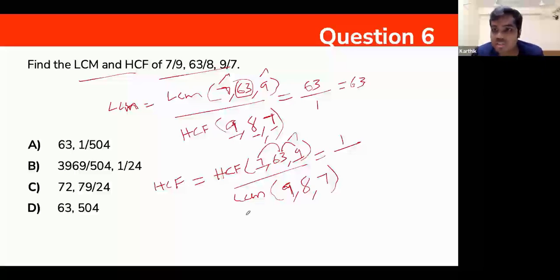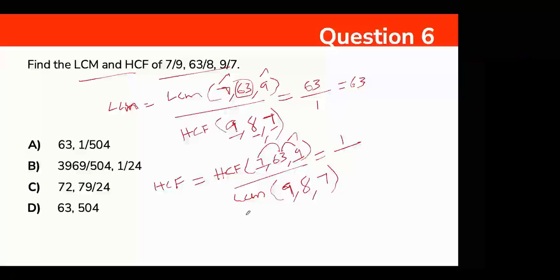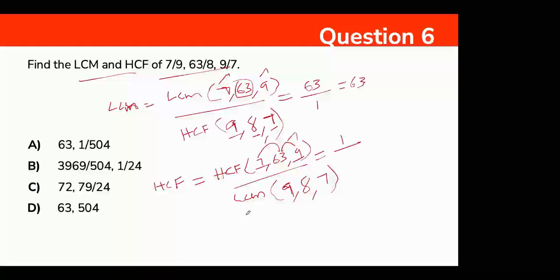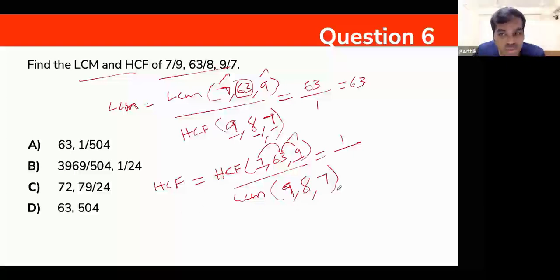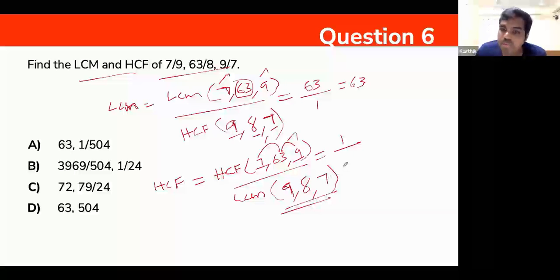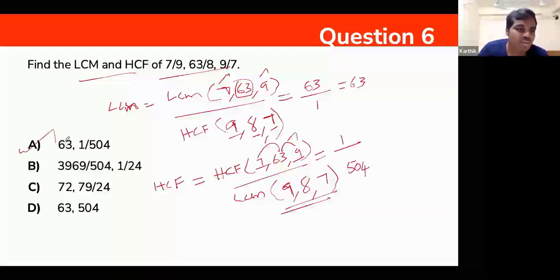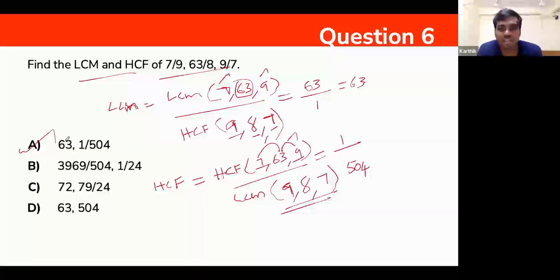What is the LCM of 9, 8 and 7? Can anyone tell me? 504. Just multiply them, that's it. Right? Yes. So that is what I told you. These are coprimes. When the HCF is 1, these are coprimes, and the LCM of coprimes is the product of the numbers. So your answer is not B, rather it is option A.